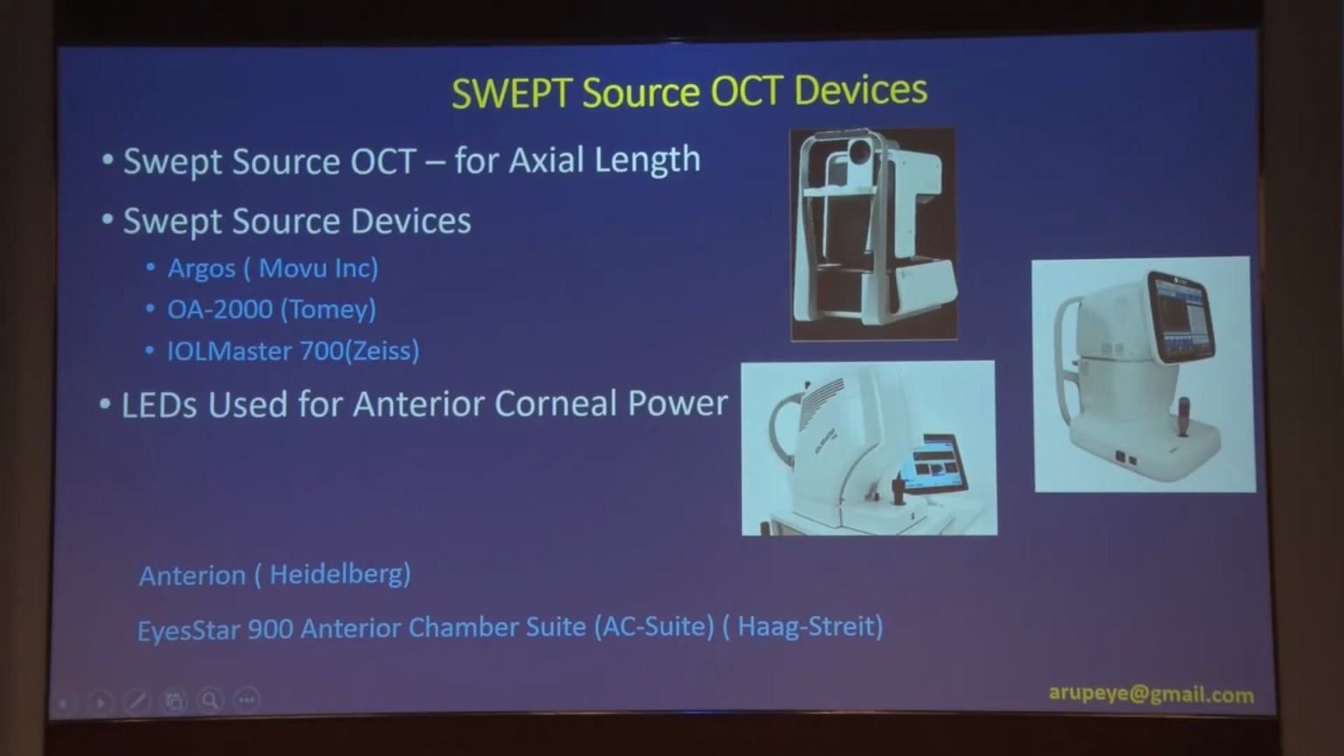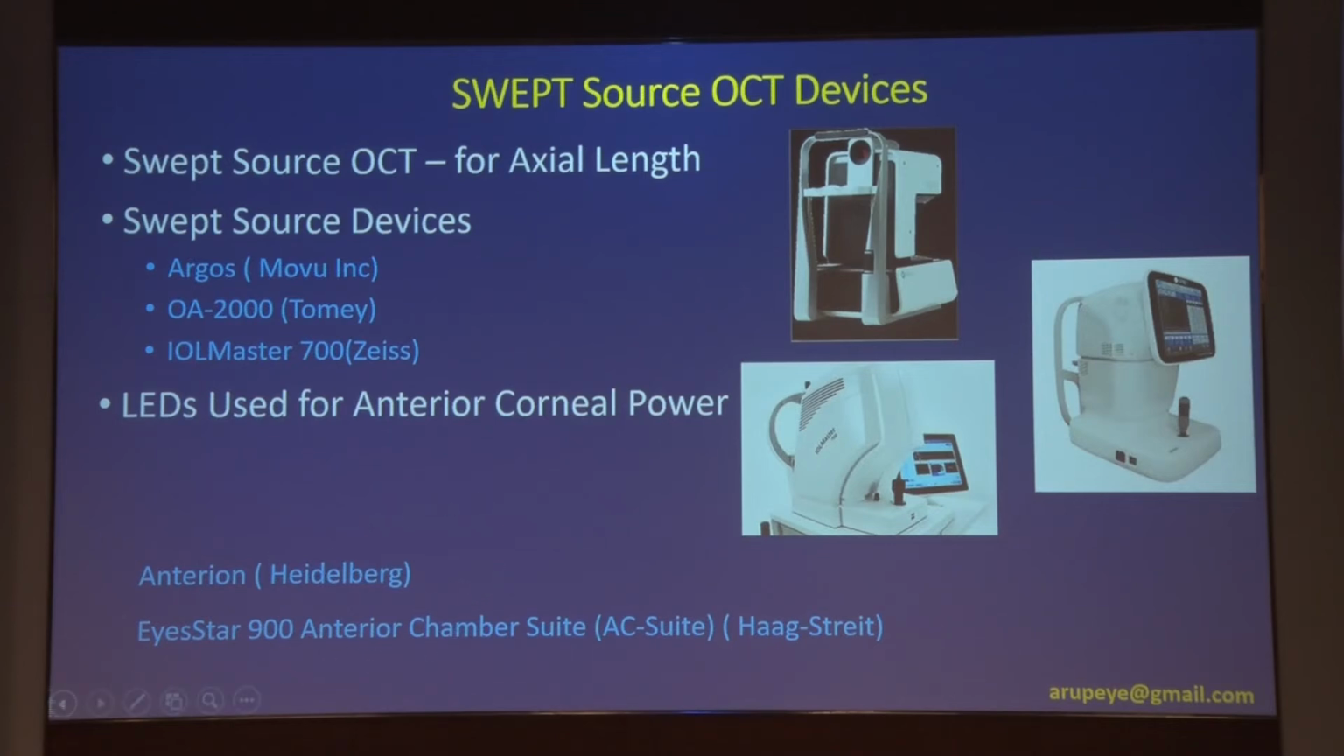There have been new advances. The swept source OCT devices have come up. So these devices have taken care of some of the limitations or drawbacks of the earlier optical biometers, which were using the older design. So the penetration is better. So these devices enable you to get the axial length in situations where the nucleus is very dense, or even if there's a thick posterior subcapsular cataract.